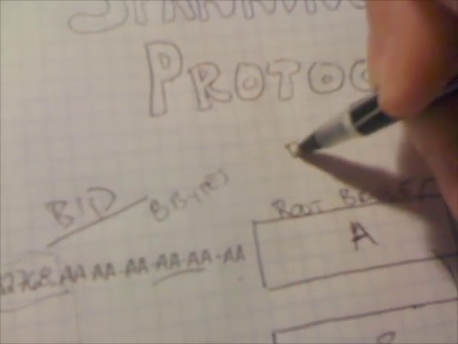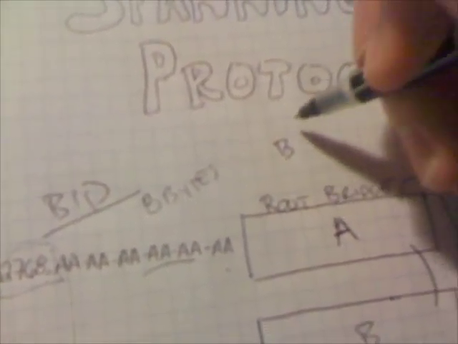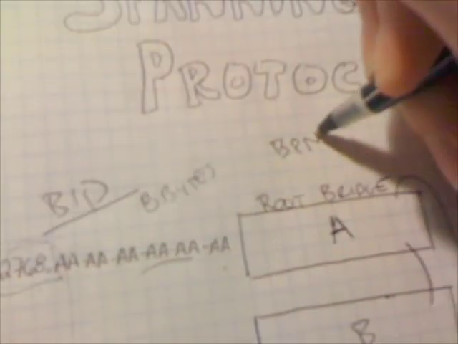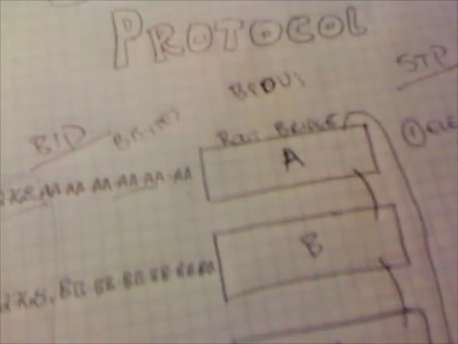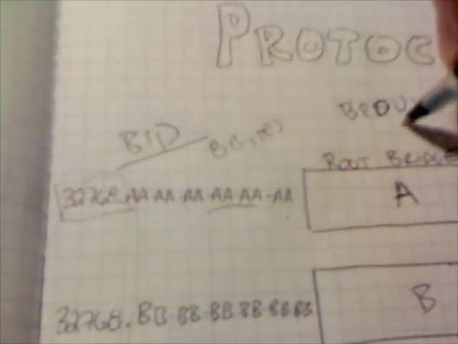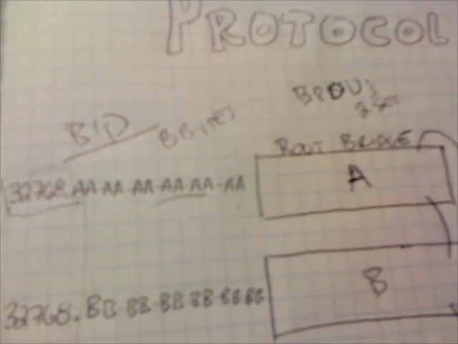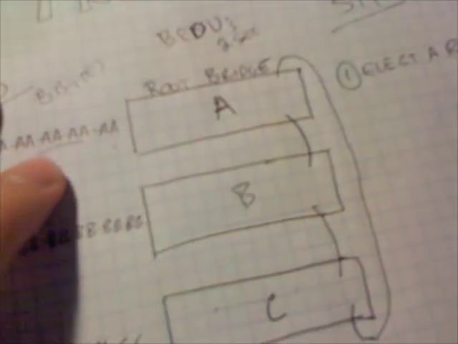Now these bridges are going to talk to each other and do this whole election process by sending what are called bridge protocol data units, BPDUs. And they are sent out by default every 2 seconds. So they're communicating, sending these BPDUs, and they elect the root bridge.